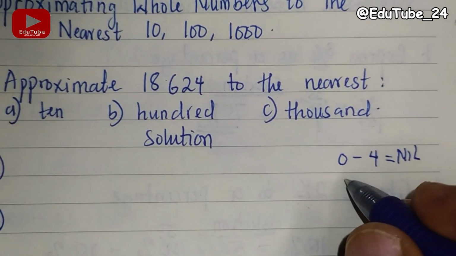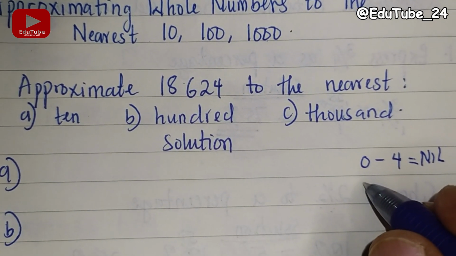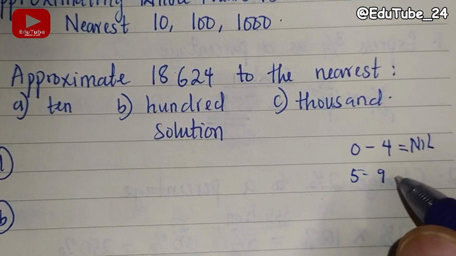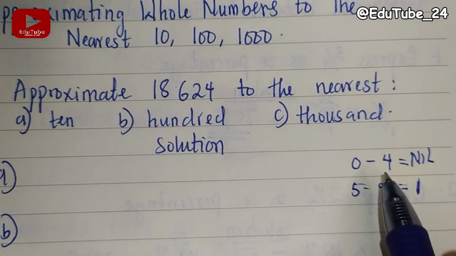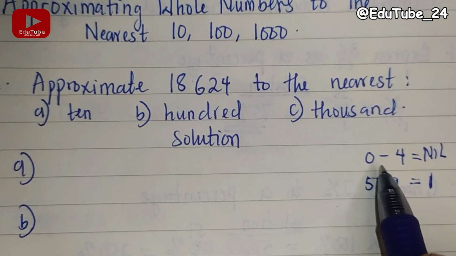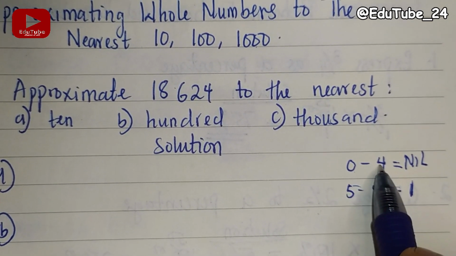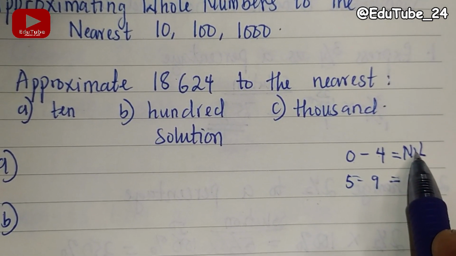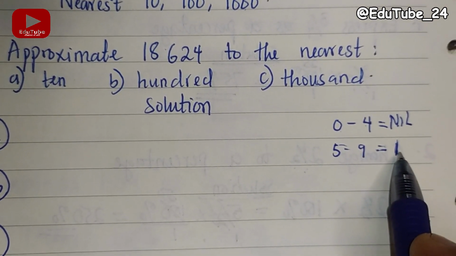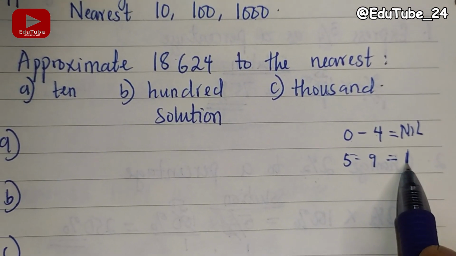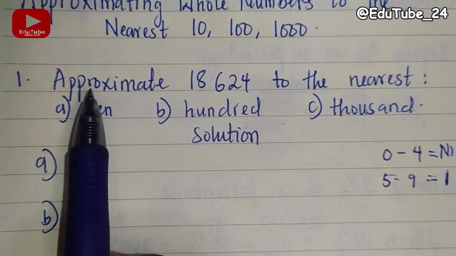However, if the nearest number to the number you are rounding off is between 5 and 9, you round it up to 1. So meaning that the nearest number to the number you are rounding off, if it is between 0 and 4, it will be rounded to nothing. And if it is between 5 and 9, it's going to give out 1. That means it will be rounded up to 1. Now, to put that into practical use, let's go to the first example.